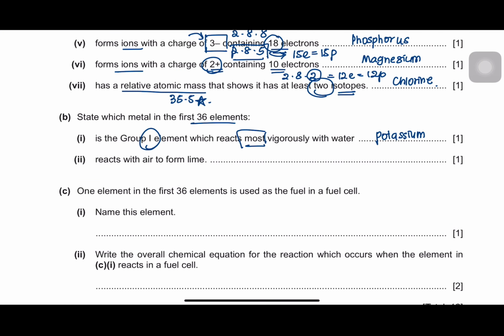Number 2, reacts with air to form lime. Now lime is calcium oxide. This means that something that reacts with oxygen gives you calcium oxide. So obviously the answer here would be calcium.